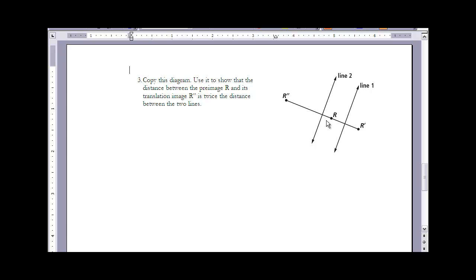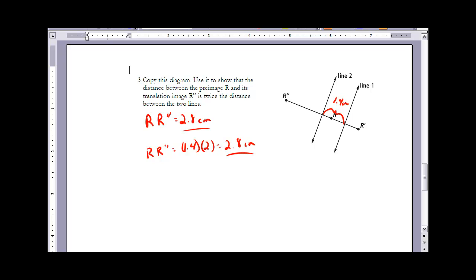Well, if I measure the distance from R to R double prime using my ruler, I find that that distance is equal to 2.8 centimeters. And if I measure the distance between these two lines from here to there, I find that it's 1.4 centimeters. Okay? Therefore, since the distance from R to R double prime is equal to 1.4, the distance between the two lines, times 2, which is also equal to 2.8, therefore we have a true statement there.